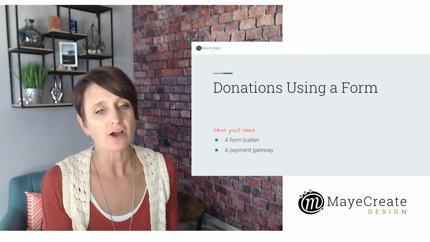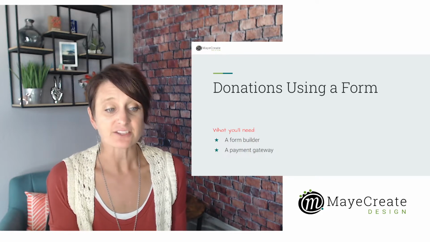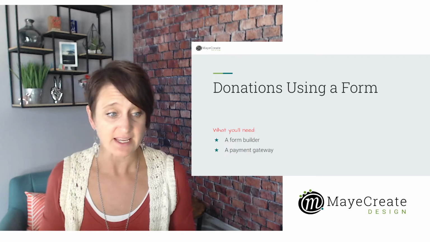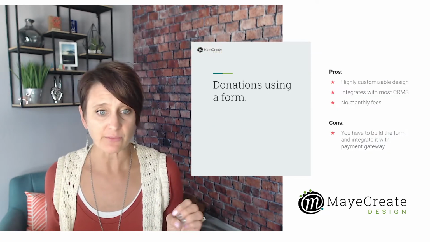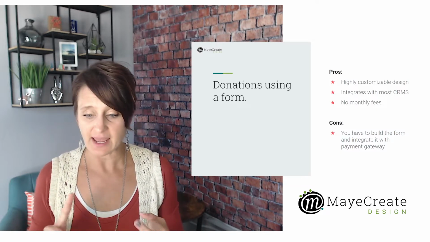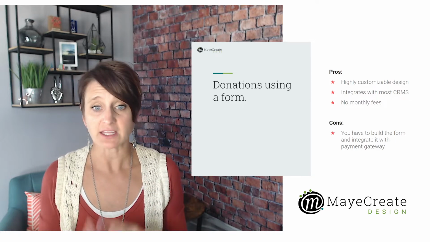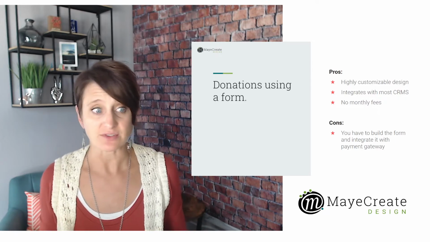So let's really talk through donations using a form. Now, what you'll need is a form builder. So that's like Gravity Forms or Formidable Forms. And you also need a payment gateway. Now, the payment gateway is the thing like Stripe or Authorize.net or Square. Those are all ways that you can accept payments online, and they all process at different rates. We'll look at that in a minute, but you have to have one of those set up.